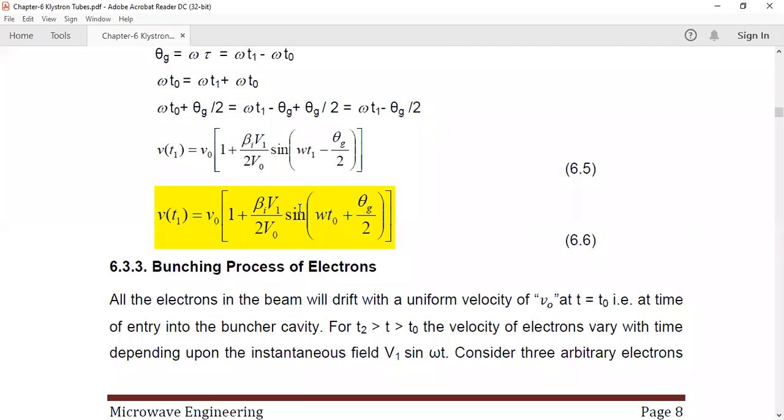Here also a buncher cavity is there. There also we have a buncher cavity. In the reflex klystron there is one cavity, and it acts as both buncher cavity as well as catcher cavity. But in the case of the two cavity klystron, we have two different cavities. One is the buncher cavity, and another acts as the catcher cavity. In the reflex klystron, that one cavity acts as both buncher cavity and catcher cavity. There also velocity modulation takes place and current modulation also takes place. So the process is the same.